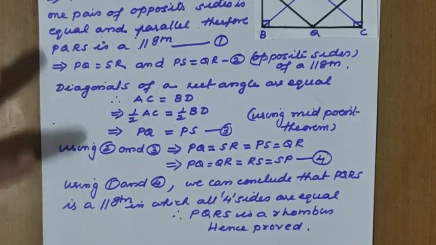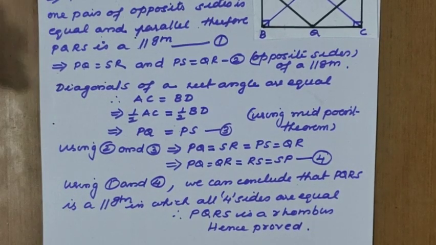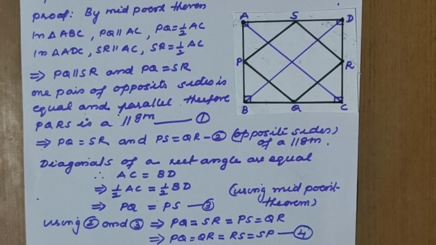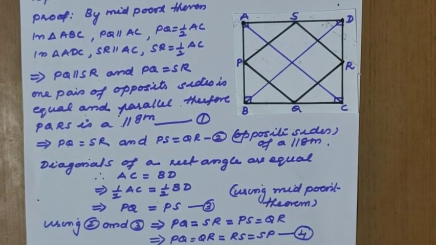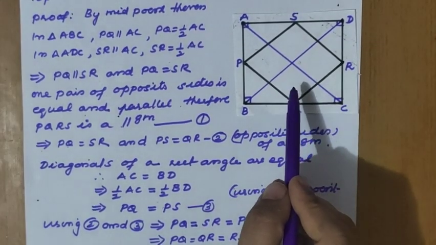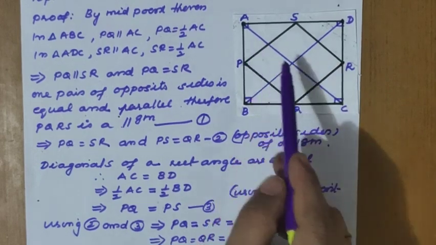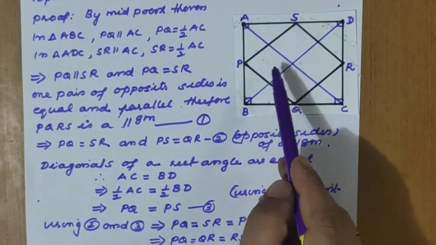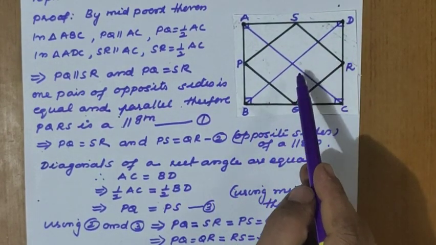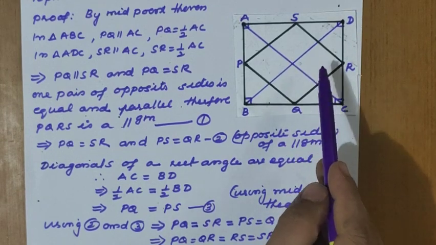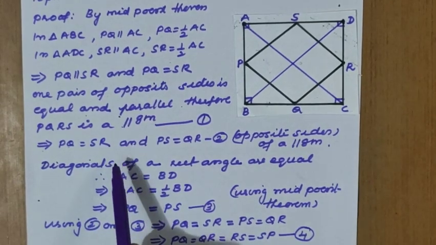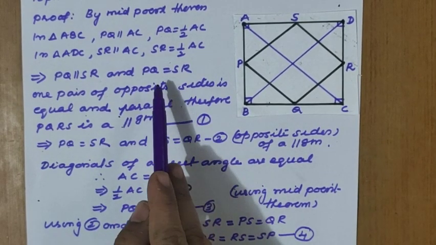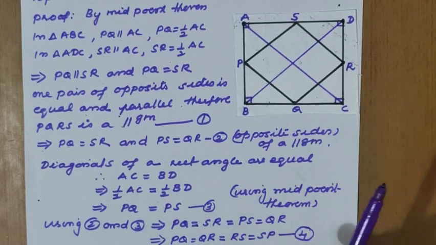I repeat the question. What is the first step we have to prove? We have to prove that PQRS is a rhombus. So we have to prove that PQRS is a parallelogram in which all four sides are equal. By joining the diagonal AC, we have proved that PQ parallel to AC, SR parallel to AC, and PQ equal to half AC, SR equal to half AC. That means PQ equal to SR and PQ parallel to SR. That means PQRS is a parallelogram.